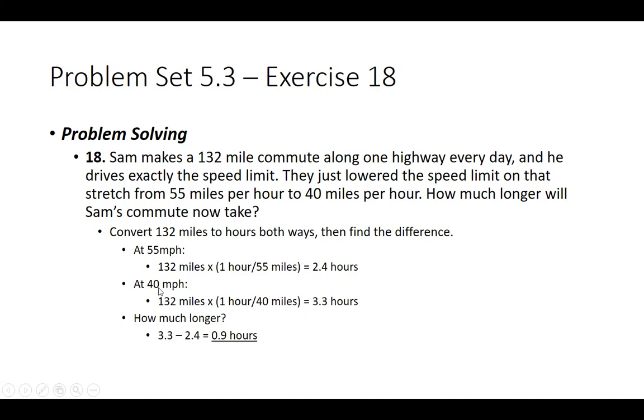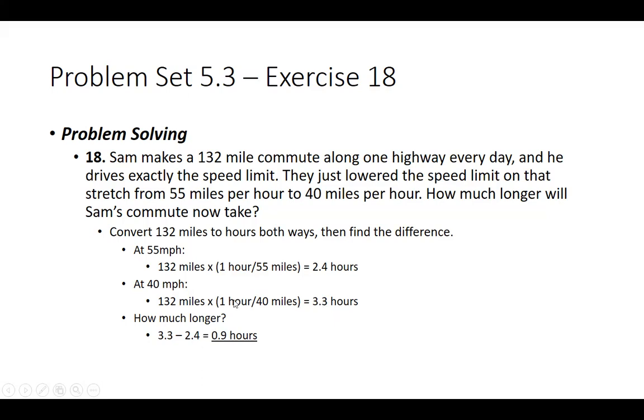Now we do it again at 40 miles per hour. In order to cancel miles, miles needs to be on the bottom. And in order to give us hours, hours needs to be on top. So 1 hour over 40 miles is our conversion factor. 132 times 1 divided by 40 gives us 3.3 hours.